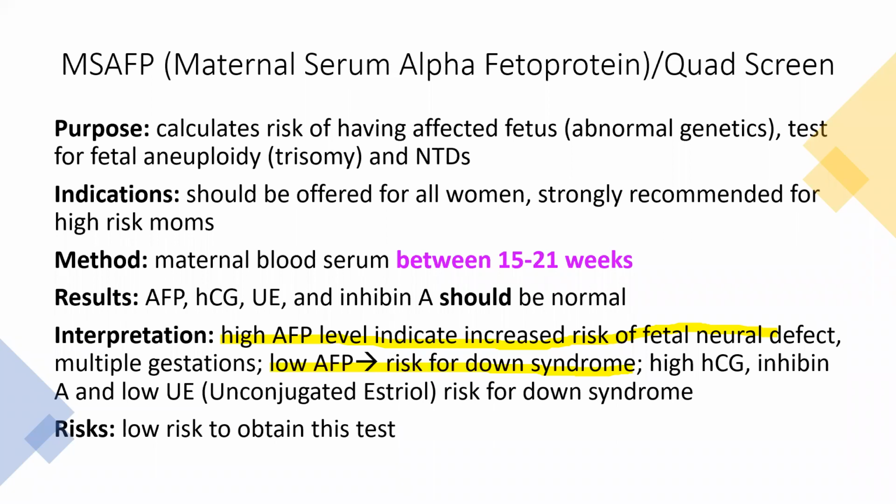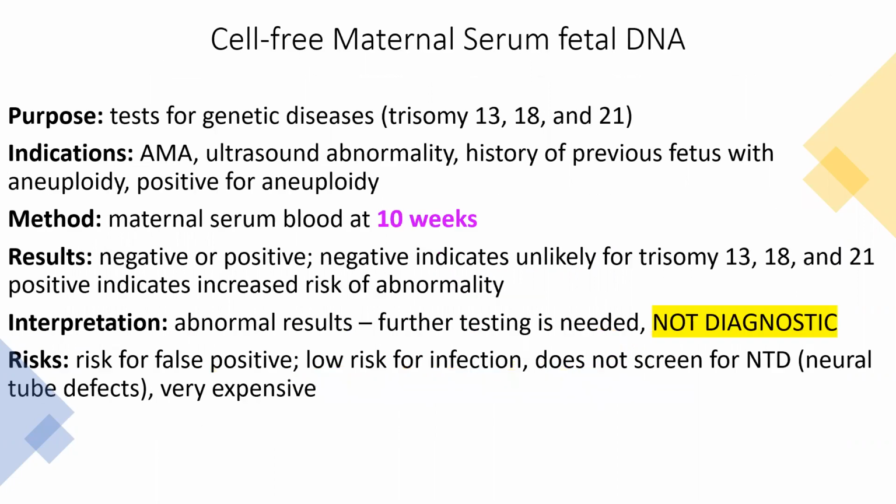All right. I guess we're going to that a little bit, because the next test we're going to talk about, I think, is the cell-free DNA. The cell-free DNA tests are indicated to see if we have a genetic disease. So indications would be advanced maternal age, 35 plus, maybe an ultrasound abnormality, a history of a previous fetus with aneuploidy, maybe just a history basically. This is not a diagnostic test. I would say this is a screening test.